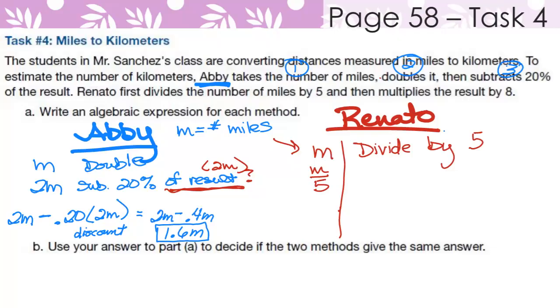And then he multiplies that result. He's going to multiply by 8. So what is that result going to look like? Say it again. I think you said M over 5 times 8. Where does the 8 go? Numerator, denominator, off by itself.